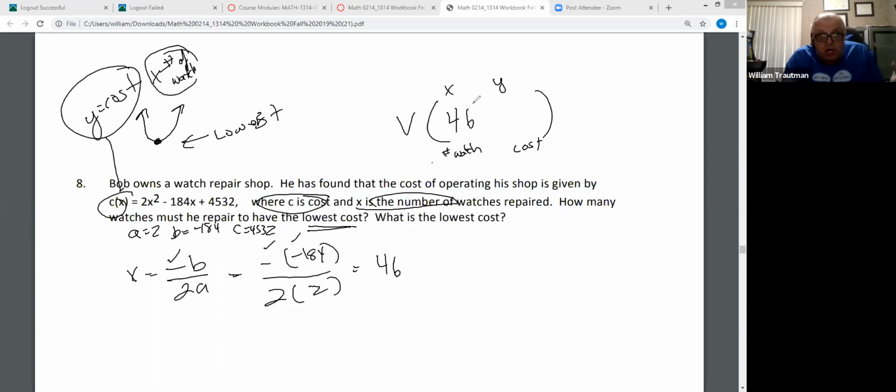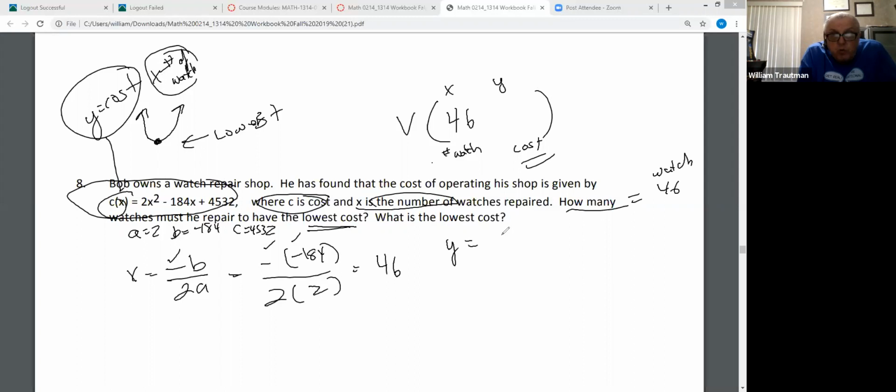So he's repairing 46 watches. How many watches must he repair for the lowest cost? The answer is 46 watches. That's the lowest cost. But now he asks, what is the lowest cost? He wants the Y value. So the Y value is the equation Y equals 2 times X squared minus 184 X plus 4532, and I'm going to put 46 into it.